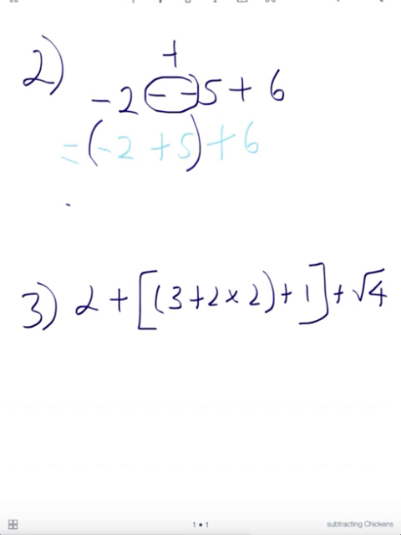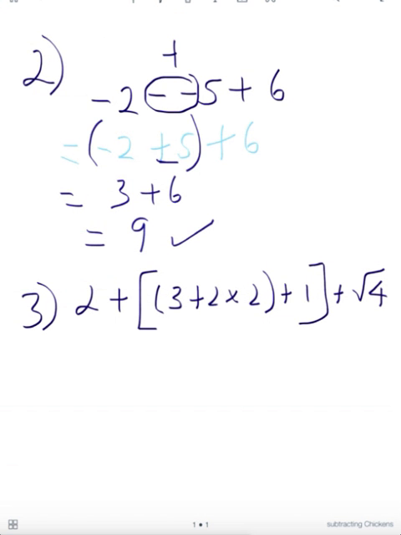Because one's a negative, one's a positive, 5 take away 2 normally is just 3. And because 5 is a larger number and it's positive, well, we're at positive 3. And we've got 3 plus 6, and 3 plus 6 is 9. So you should have had 9 for that one. Number 3, this one looks a bit more complicated, but it's just as easy.